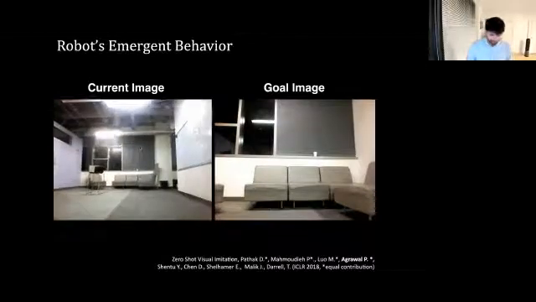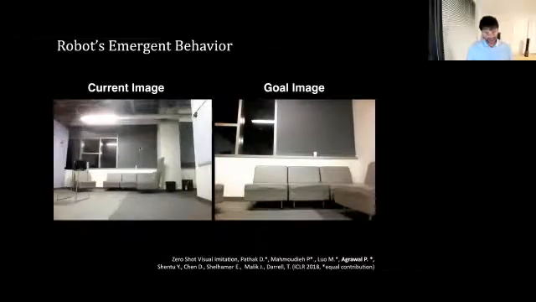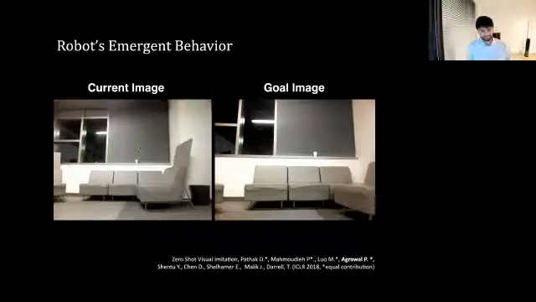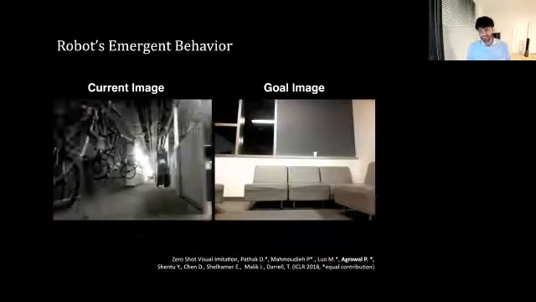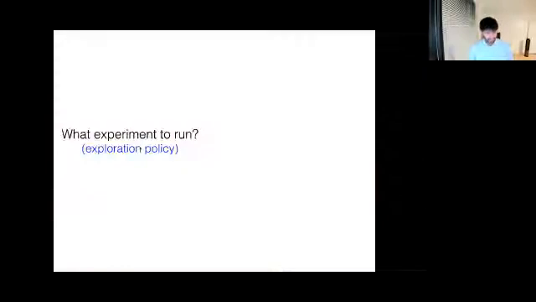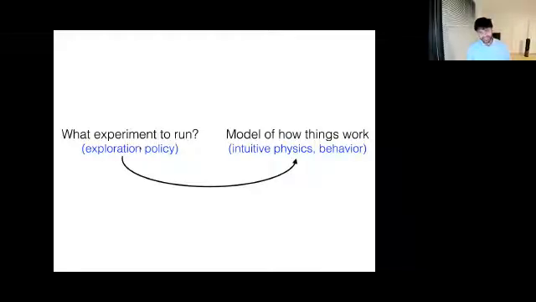These are just some examples of how a robot can go on and collect data and use this data to build useful models to solve new tasks it might not have encountered before. In a nutshell, what our system is doing is running some experiments to collect data, and then it condenses this data into a model of how things work. And this model in turn tells the robot what experiments to run.